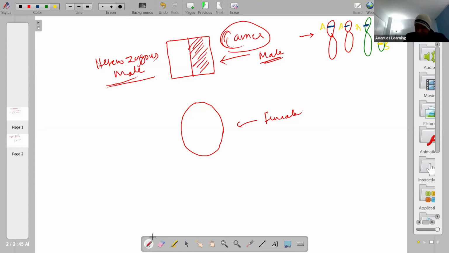Now in this representation that you're seeing on the screen, if I have to say a person is homozygous for A, which picture would be correct? Homozygous for the gene or for the allele A. Which one is correct? The first one, right? The first one is the correct one.